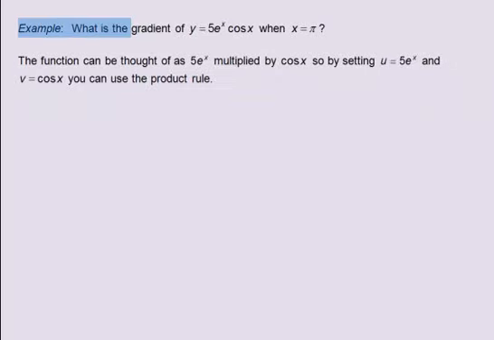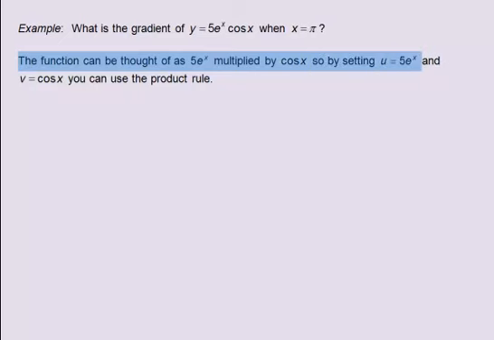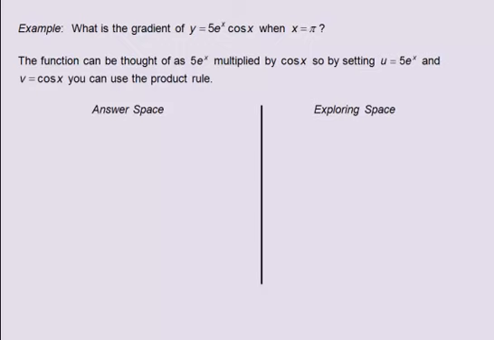Example: what is the gradient of y equals 5e to the x multiplied by cos x when x equals pi? The function can be thought of as 5e to the x multiplied by cos x. So, by setting u equals 5e to the x and v equals cos x, you can use the product rule. Divide your page into answer space and exploring space. The question is, differentiate y equals 5e to the x multiplied by cos x.